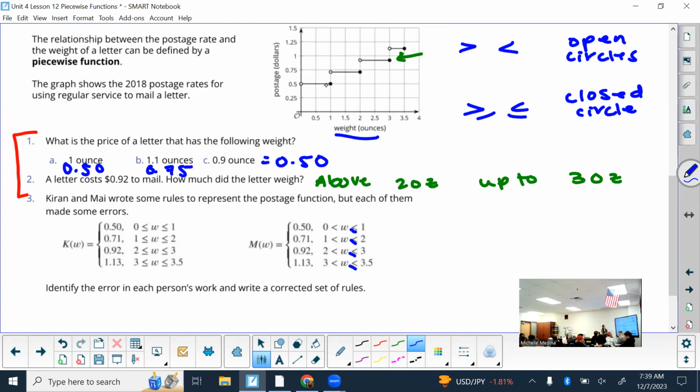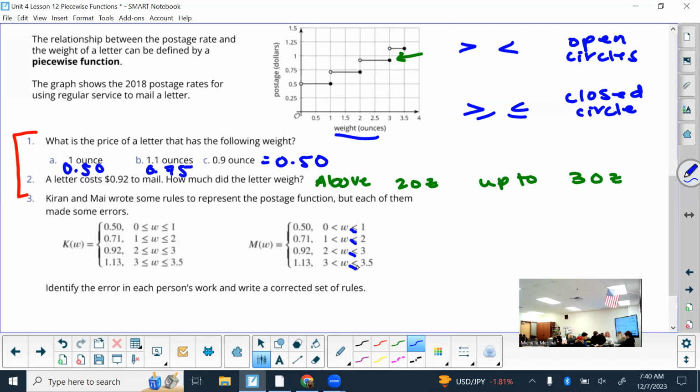So from 0 to 1, including 1, it is 50 cents. From 1 to 2, including the 2, it is 71 cents. That looks pretty good. From 2 up to 3, including 3, is 92 cents. And 3 up to 3.5, including 3.5, is $1.13. So we might have to adjust our answers up here. We estimated it a little bit differently, but according to their rules, that looks more accurate. The only change needs to be that the line is added on the right side.